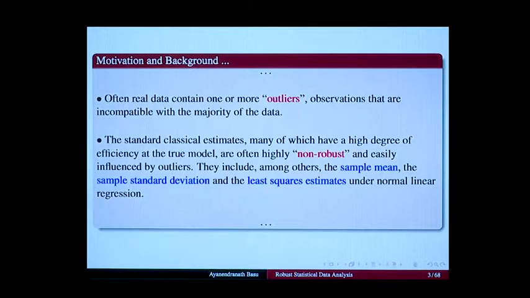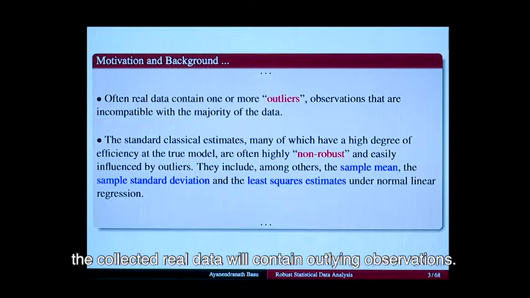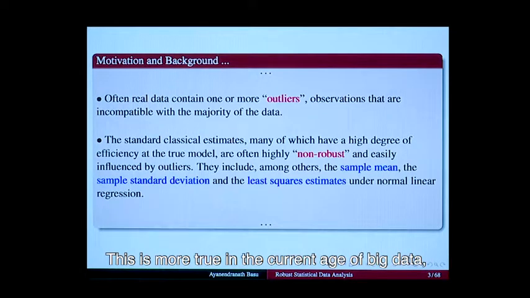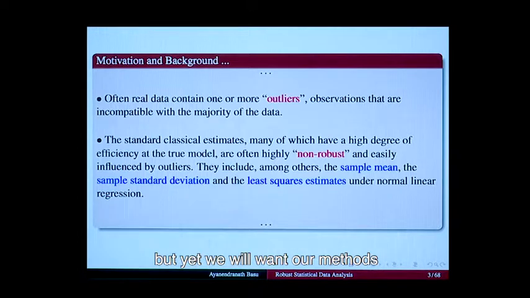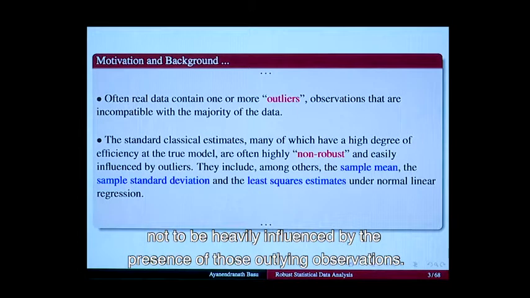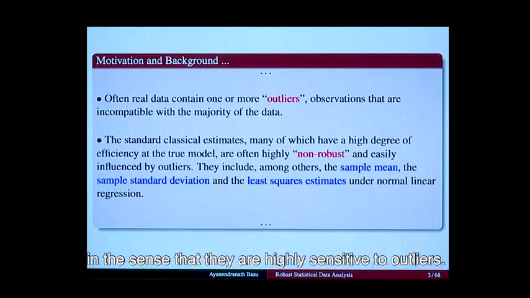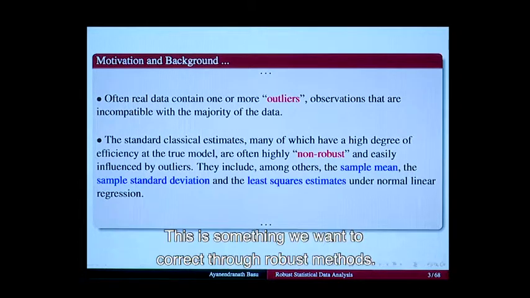So, we will think in these terms that sometimes our data, the collected real data, will contain outlying observations. This is more true in the current age of big data, but yet we will want our methods not to be heavily influenced by the presence of those outlying observations. Our classical statistical methods do not have these properties, although our sample mean, sample standard deviation, least squares estimates in regression are very heavily used. They are extremely non-robust in the sense that they are highly sensitive to outliers. This is something we want to correct through robust methods.